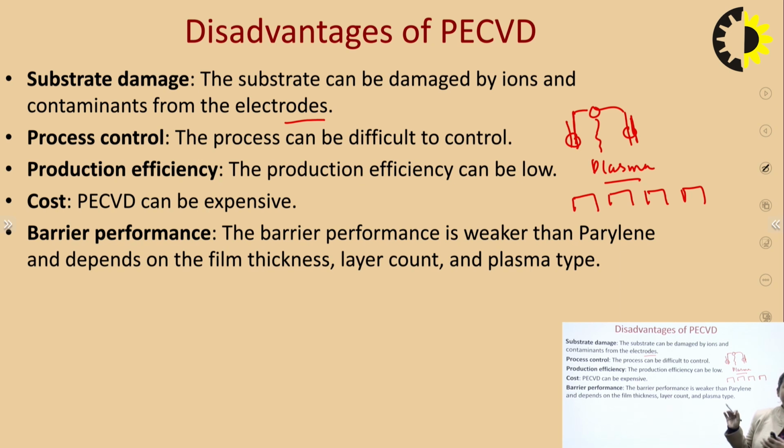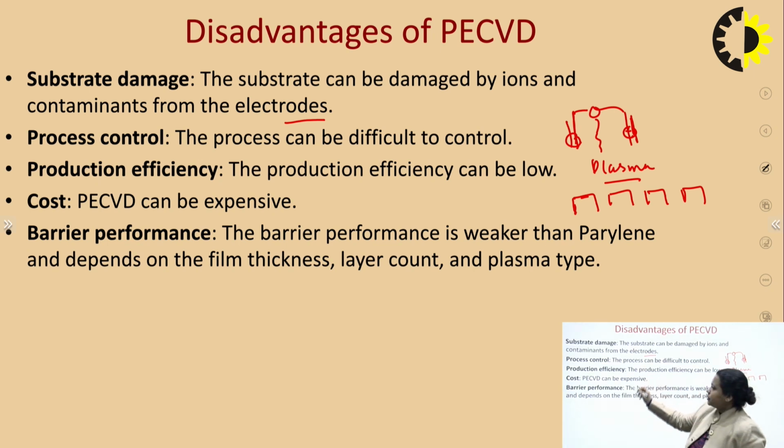So in this disadvantage we can write substrate damage. That means the substrate can be damaged by ions and contamination from the electrodes. When these electrodes are not properly working, they contaminate our wafers, and the whole process will get vanished, right? Next is process control. The process can be difficult to control because this whole process is electrically conducted. So in this, some kind of electric field is also generated, so it is quite difficult to control this method as compared to LPCVD and APCVD.